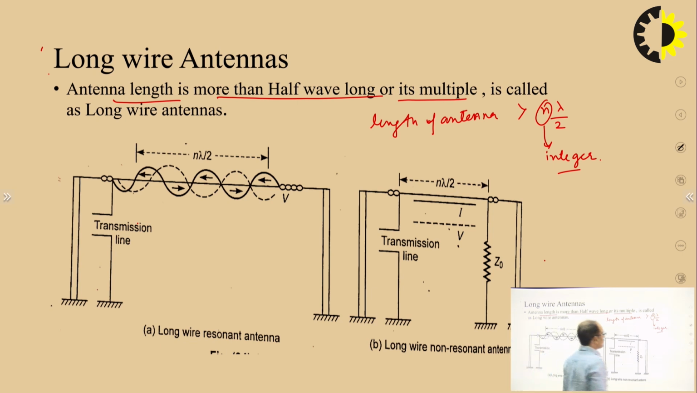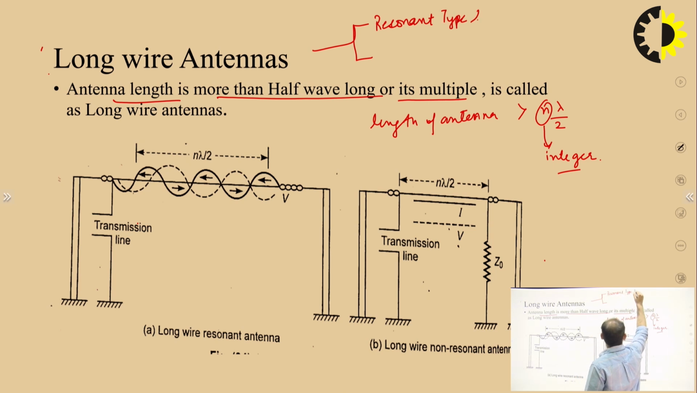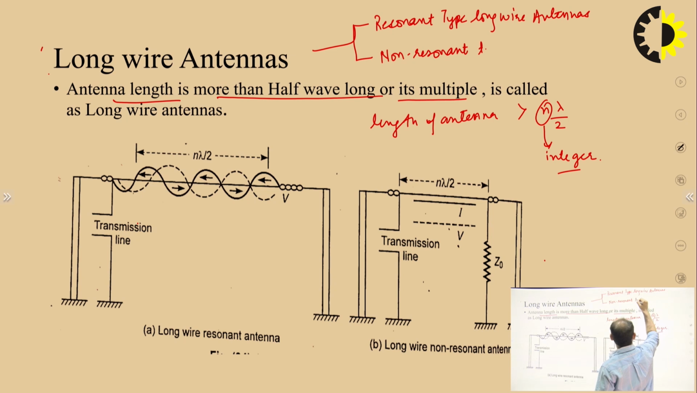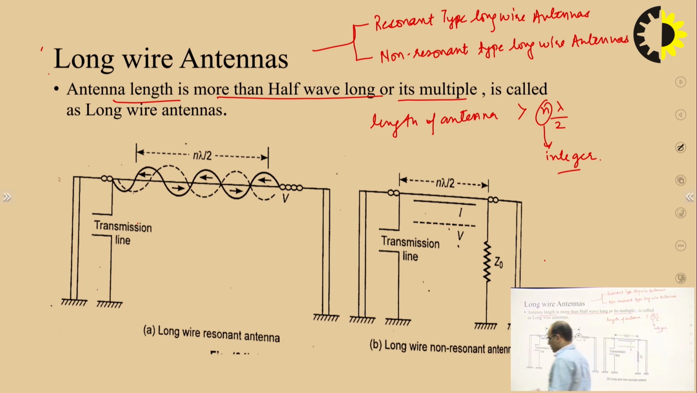So there are two types of long wire antennas. The first one is the resonant type long wire antenna, and the other one is the non-resonant type long wire antenna.